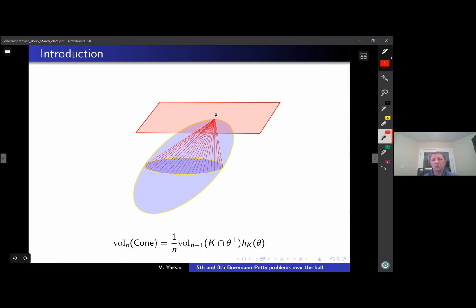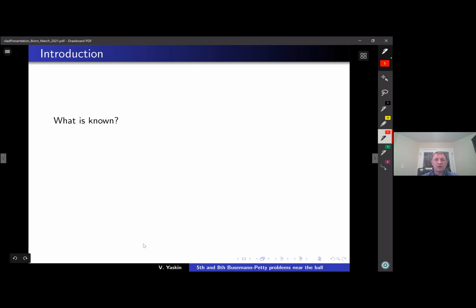If the volume of this cone is independent of the direction, is it true that the body is an ellipsoid? And from here you can immediately see what happens when you apply a linear transformation. When you apply a linear transformation to this cone, the volume will get multiplied by the determinant of this transformation, right? That's why we have what I wrote before. Okay. All right. So what is known about these problems?